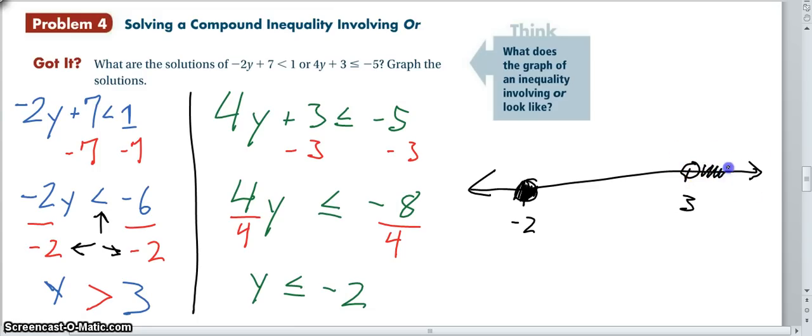So now since y is greater than 3, I go all the way up to the arrow. And since y is potentially less than negative 2, I go all the way down to the arrow. And that is problem 4.